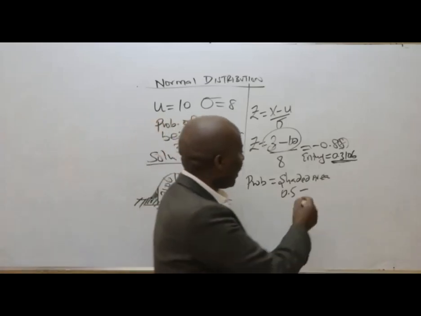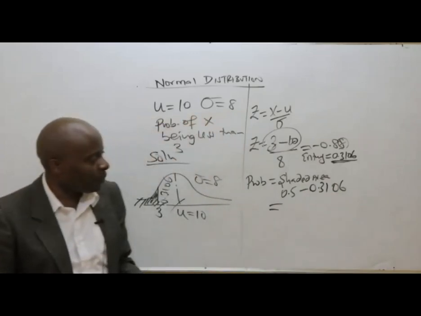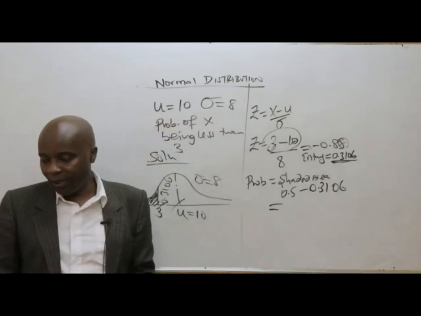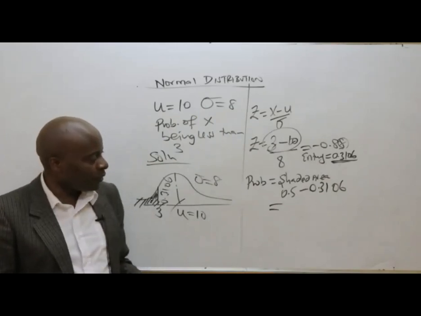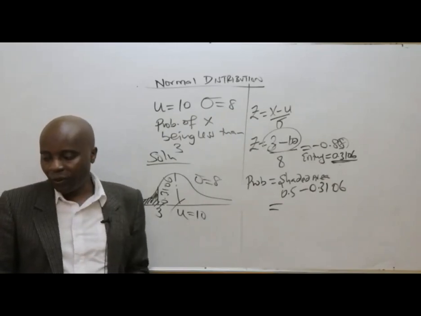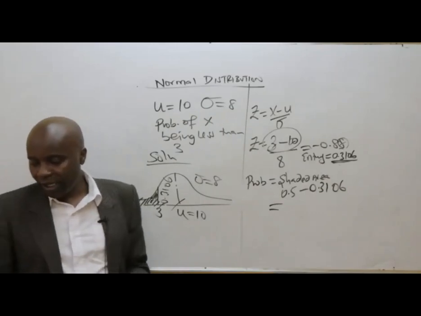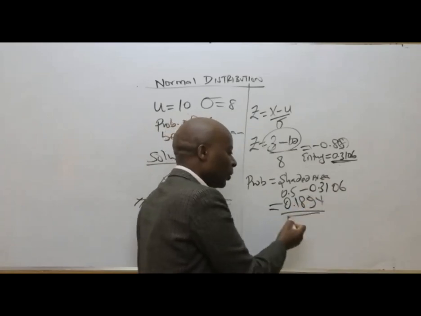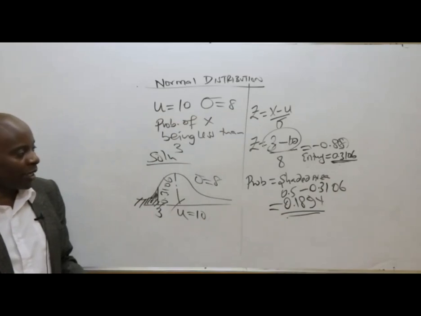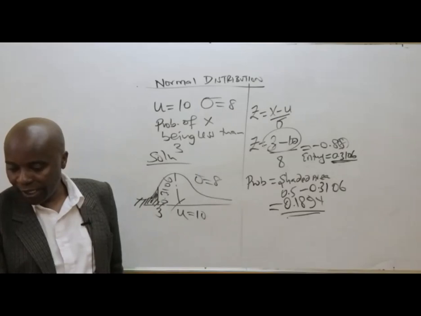So 0.5 minus 0.3106, which somebody was able to get. So what is 0.5 minus 0.3106? Can somebody help me out here? When you say 0.5 minus 0.3106, what are you able to get there, somebody? 0.1894. You saw some students, like Edward, who were able to get this figure of 0.1894.